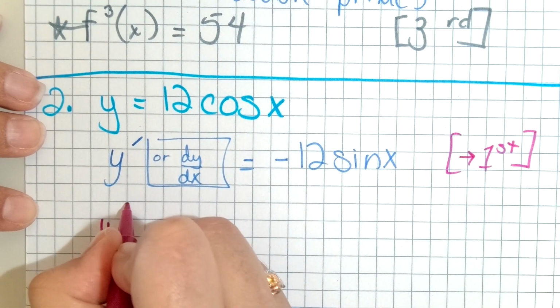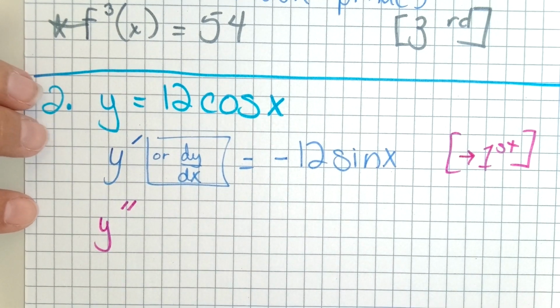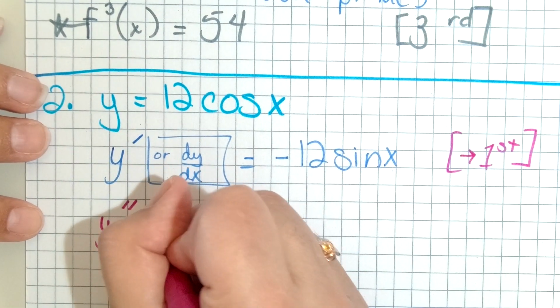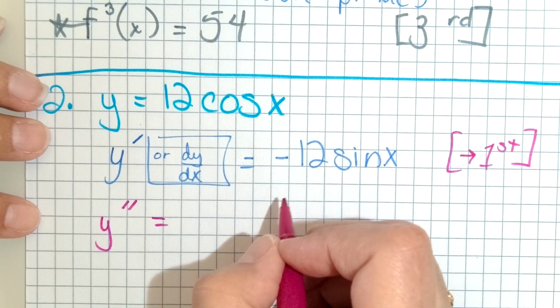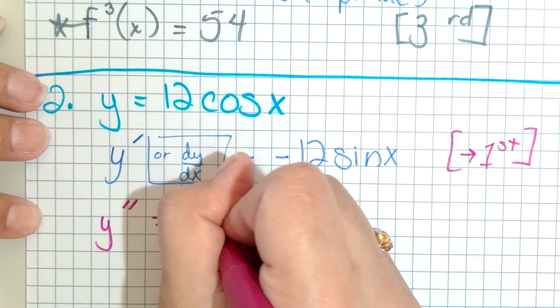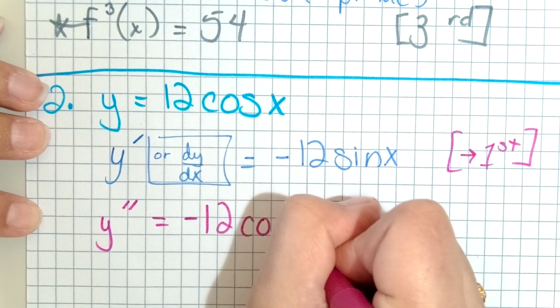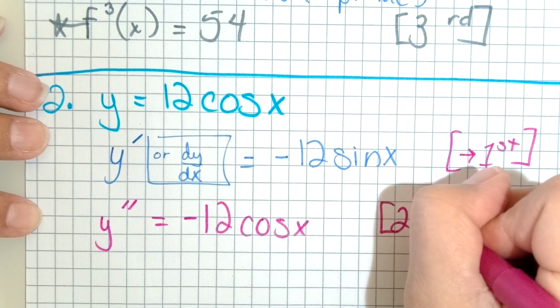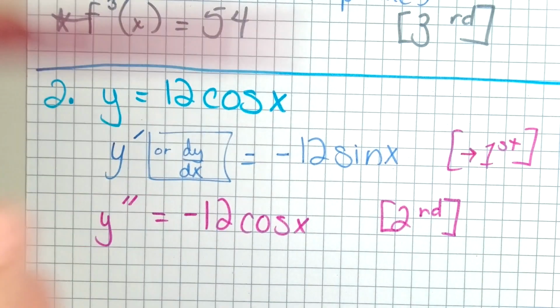So I'm going to have to take the second derivative. It's going to go back to cosine. Does the negative change? No, it stays the same. So this is the second derivative. Questions?